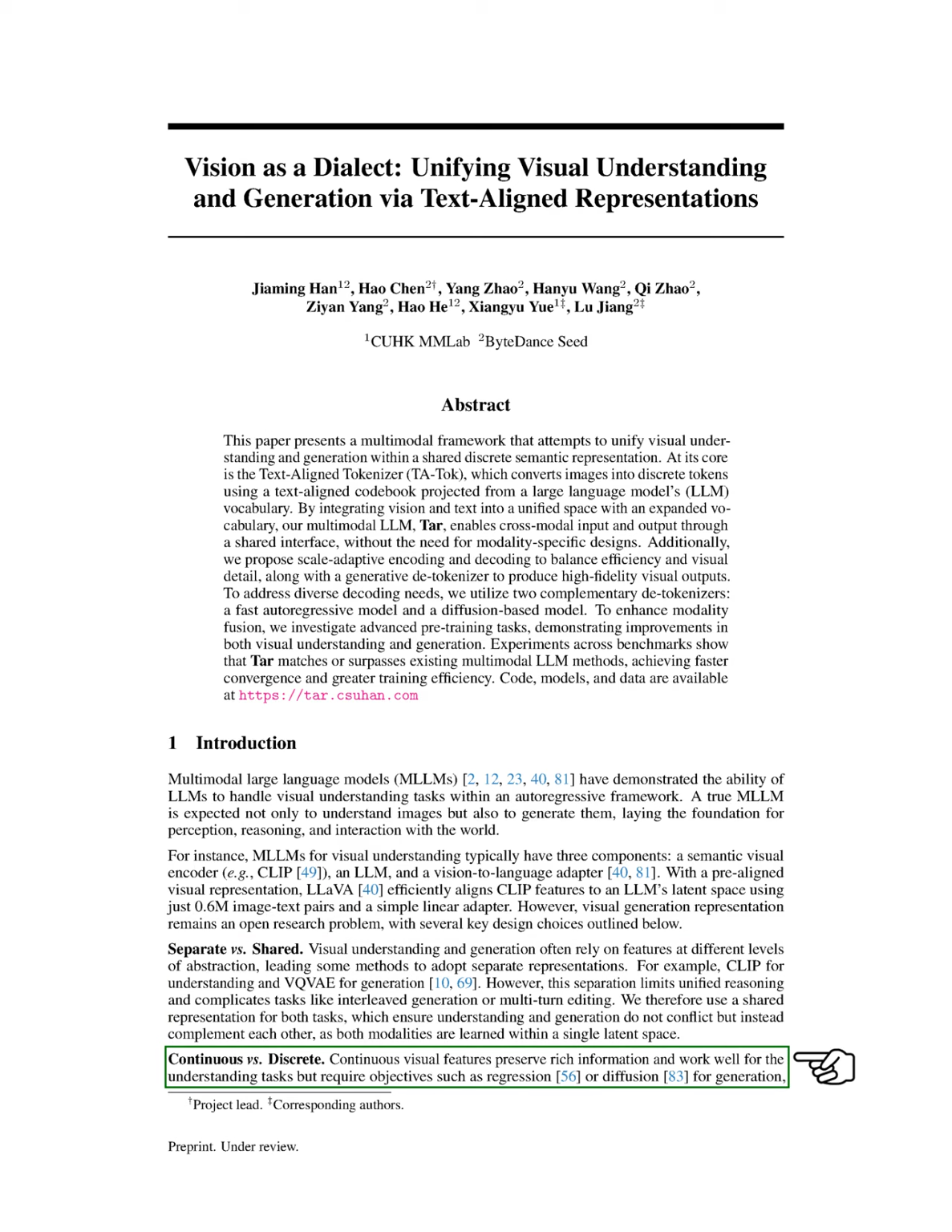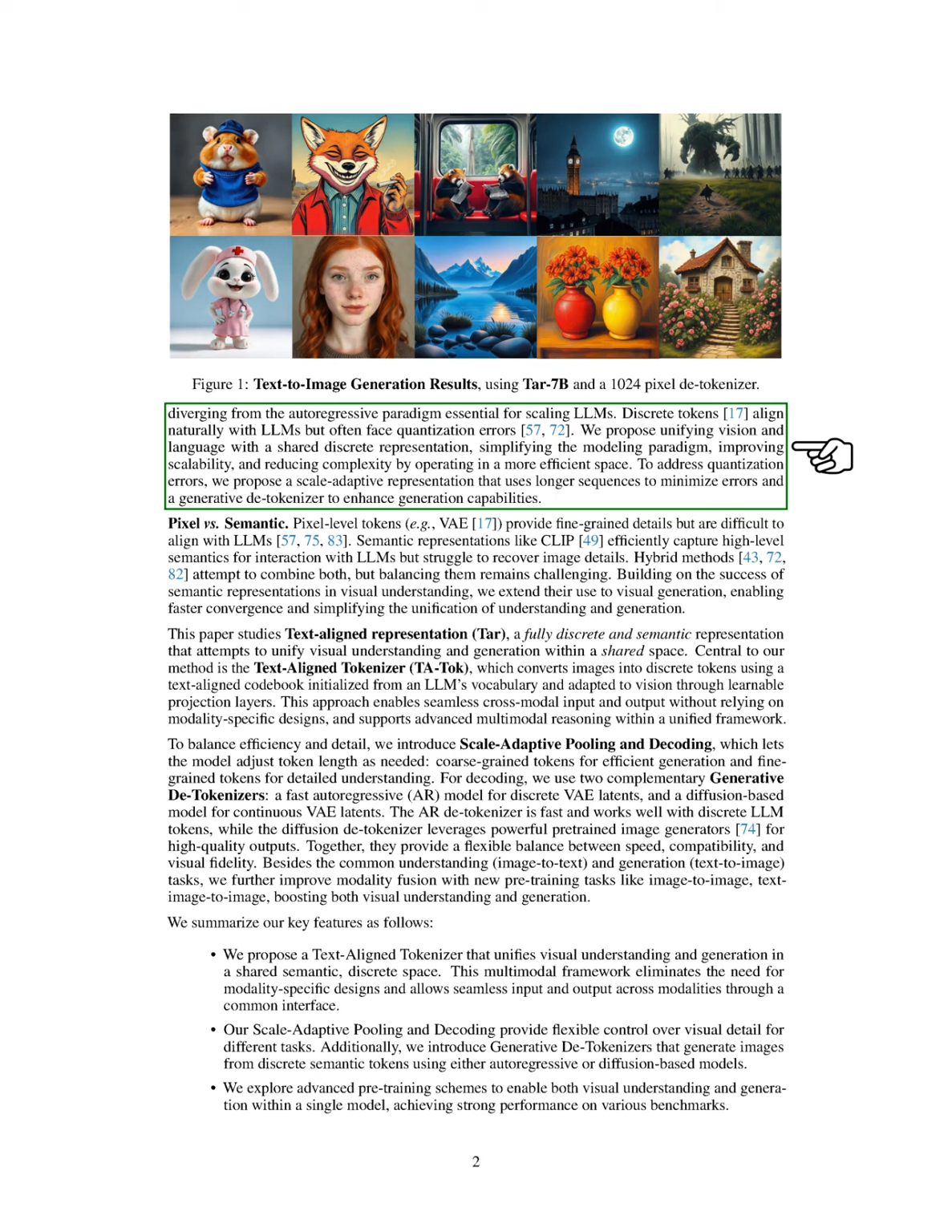Continuous features are rich in information and work well for understanding but require different objectives for generation, which can complicate scaling. Discrete tokens align better with LLMs but can suffer from quantization errors. We propose a shared discrete representation to simplify the modeling process and improve scalability.